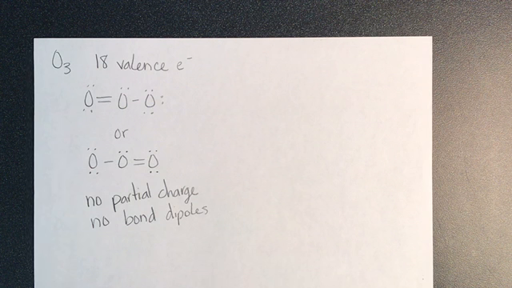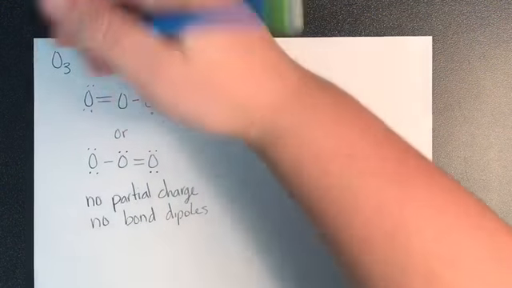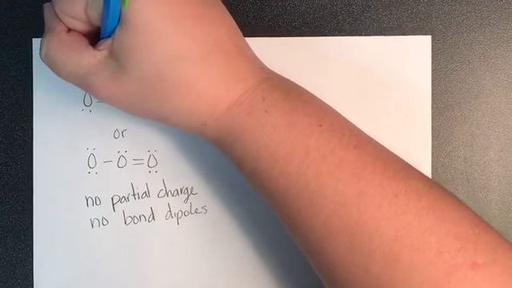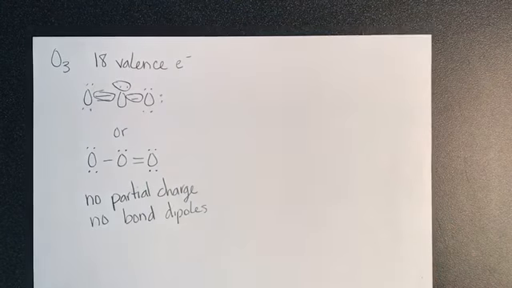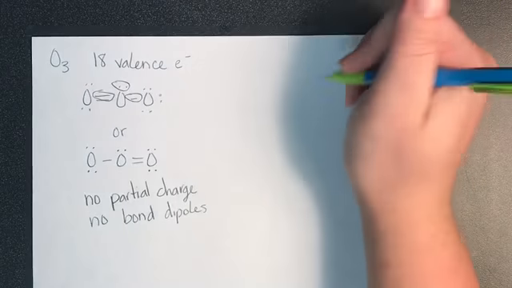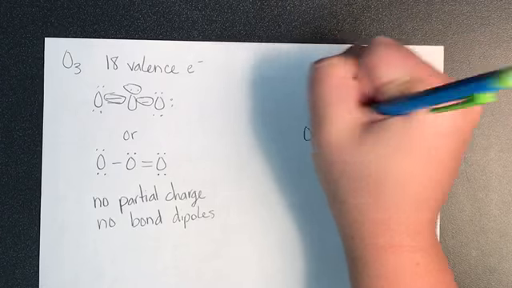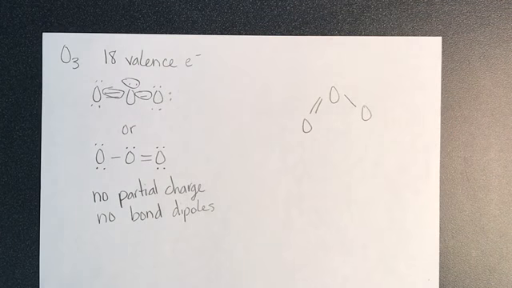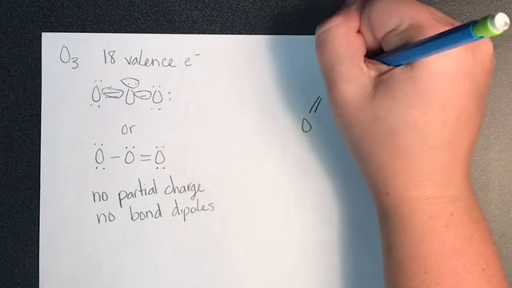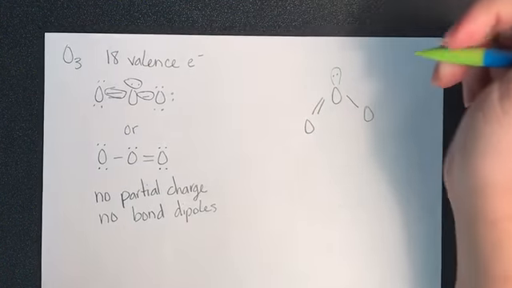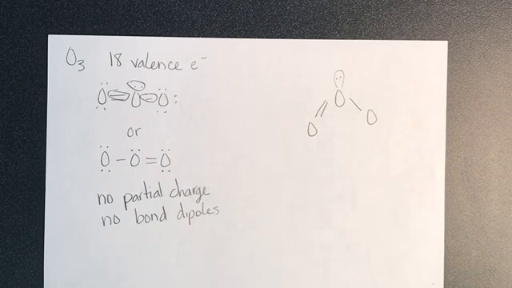To determine the molecular dipoles, we must determine the domain and molecular geometries. The central O atom has 3 domains, here, here, and here. So it is a trigonal planar geometry. It has 2 bonding domains and 1 non-bonding domain. So the molecular geometry is bent. Since all of the domains are not the same because of this non-bonding pair here, the molecule is polar.